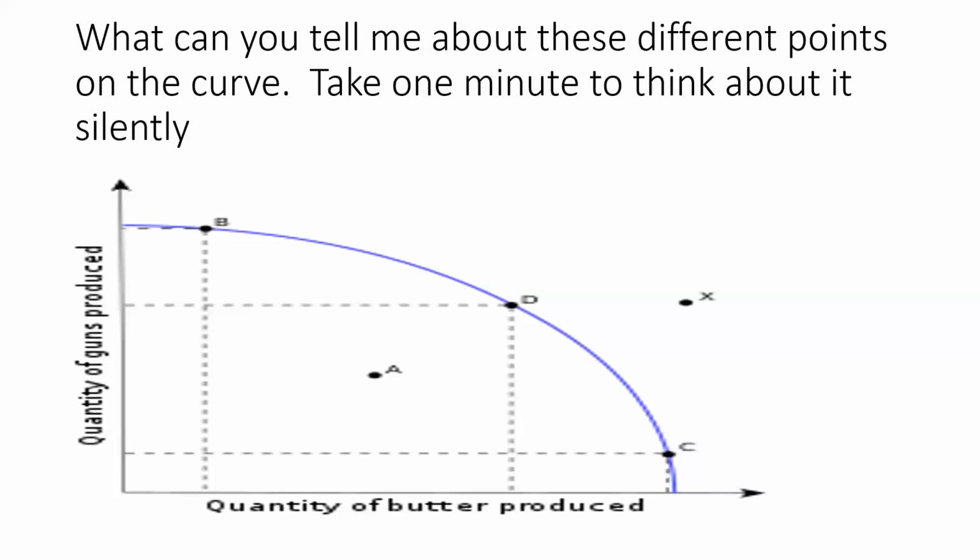Okay. I'm going to give you a minute. I want you to look at points A, B, C, D, X, and the type of curve. And I'm going to ask you in a minute what you can tell me about these points and the curve. So take a minute to think about it, and then I'll ask you to type it in on the chat.